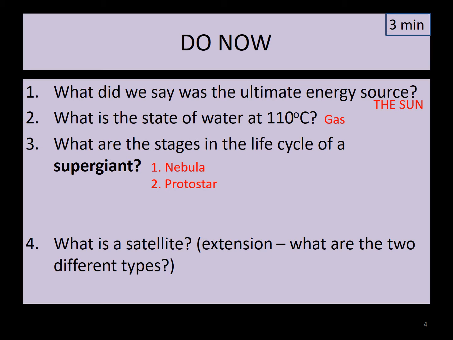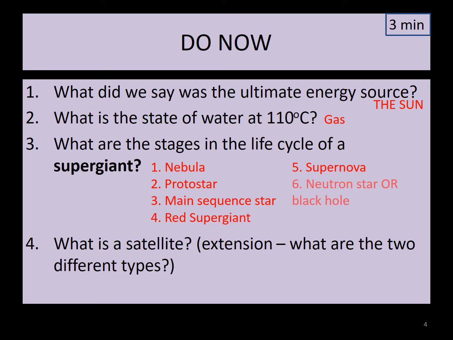Second one, protostar, so when that cloud of dust and loads of hydrogen atoms came together under the force of gravity. Third one, we had the main sequence star, and then the 4th stage was the red supergiant. Stage number 5 then was the supernova, that massive explosion that we saw. And then stage number 6, you had 2 options. You could either have a neutron star or a black hole. So really well done if you got those ones correct.